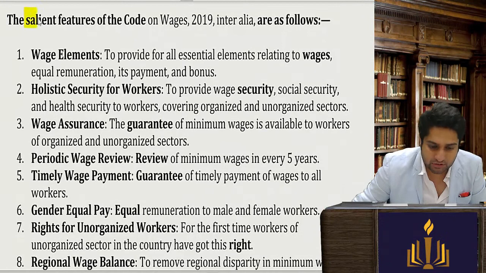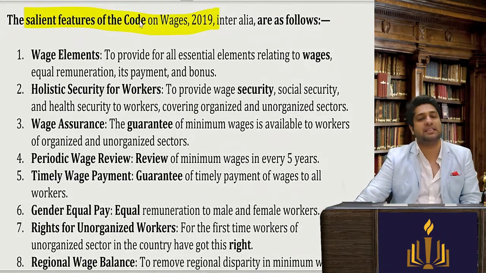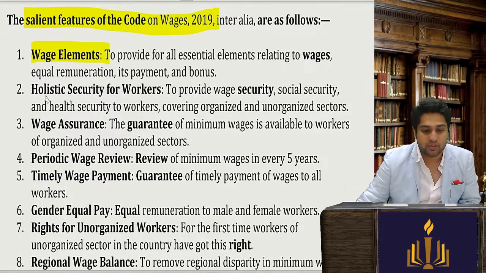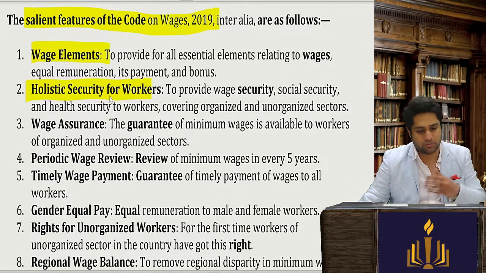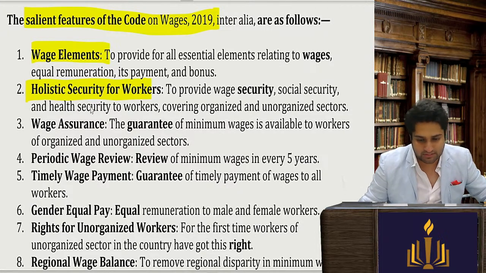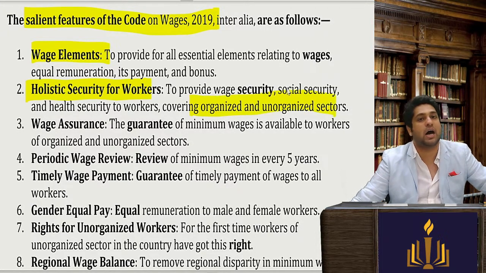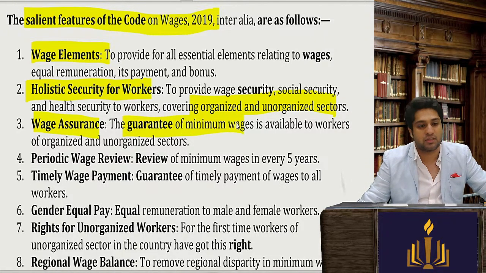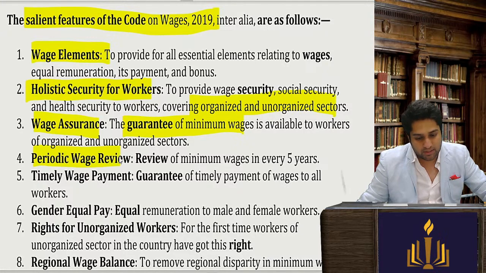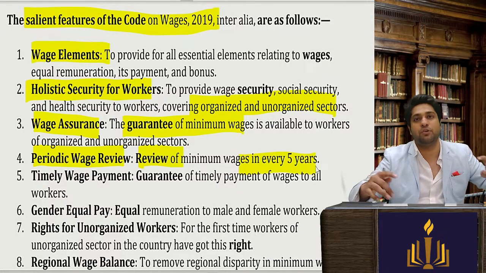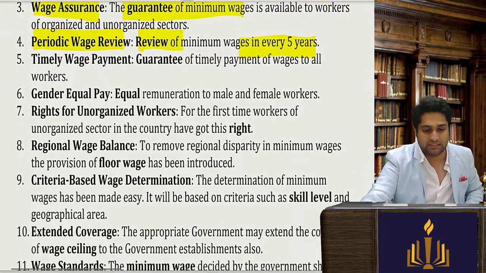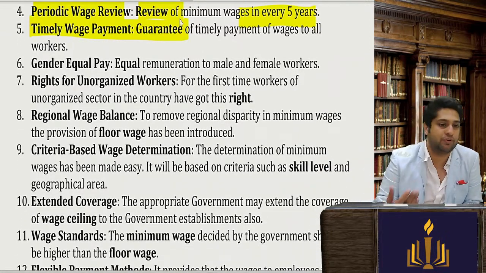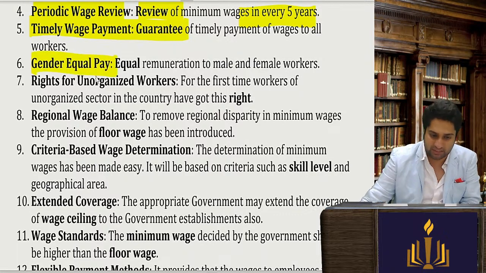So, salient features of the Code on Wages Act 2019. First, a single definition of wages. Holistic security: everything has been covered, not only for organized but also for unorganized sectors. Wage assurance has been given as per the minimum wages. Then you have the periodical wage review. So every 5 years they will review the minimum wage they had set. Timely payment of your salaries and wages has to be made. No gender discrimination.